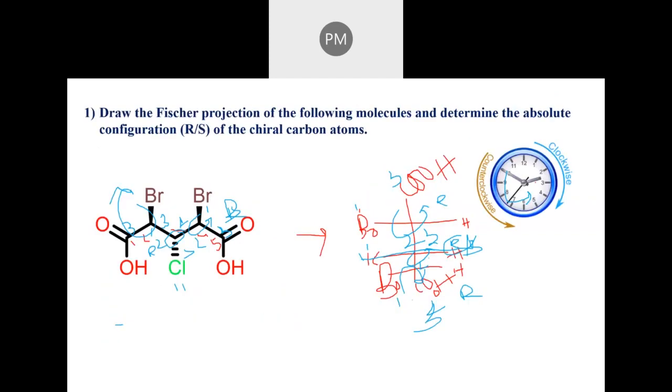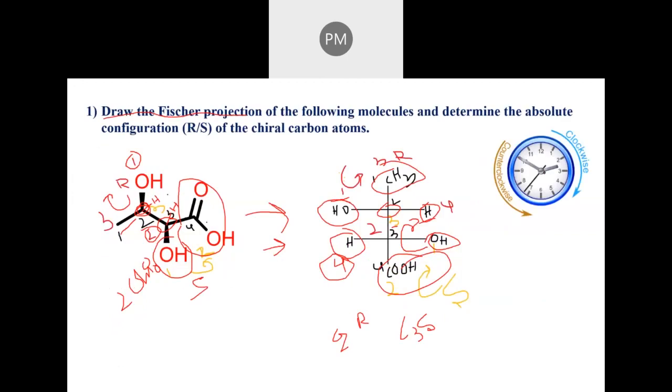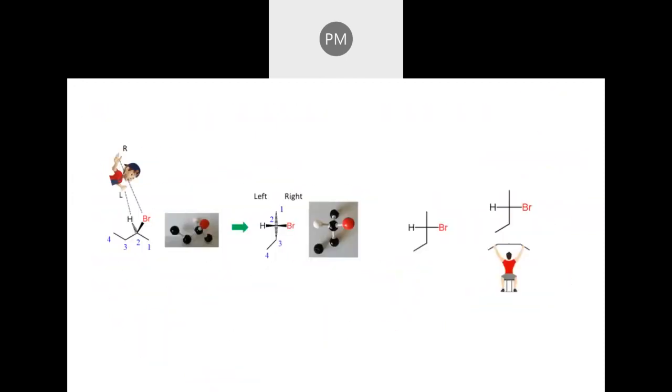If I summarize all of these things, in today's class we have seen how to draw a wedge configuration as a Fischer configuration. To convert any wedge configuration to a Fischer configuration, we first give the numbering. Then we shift which substituent is present on which side, and place the above-plane and below-plane substituents in the horizontal line, and the main chain in the vertical line. Then we give numbers 1, 2, 3, 4 at the chiral carbon center. Similarly, if we look here, our Br will be on the right side and hydrogen will be on the left side.